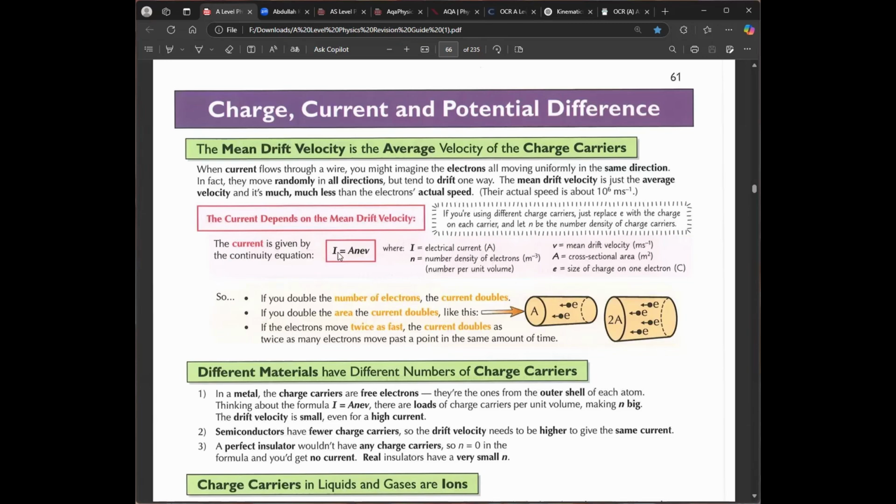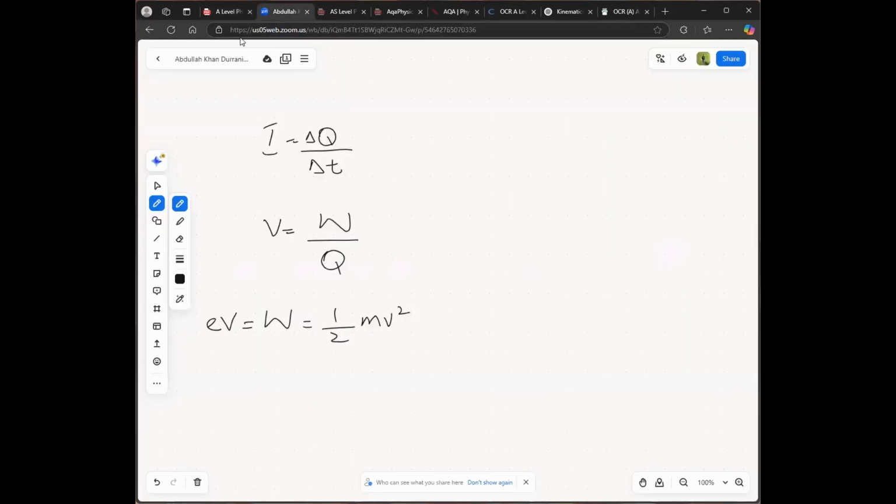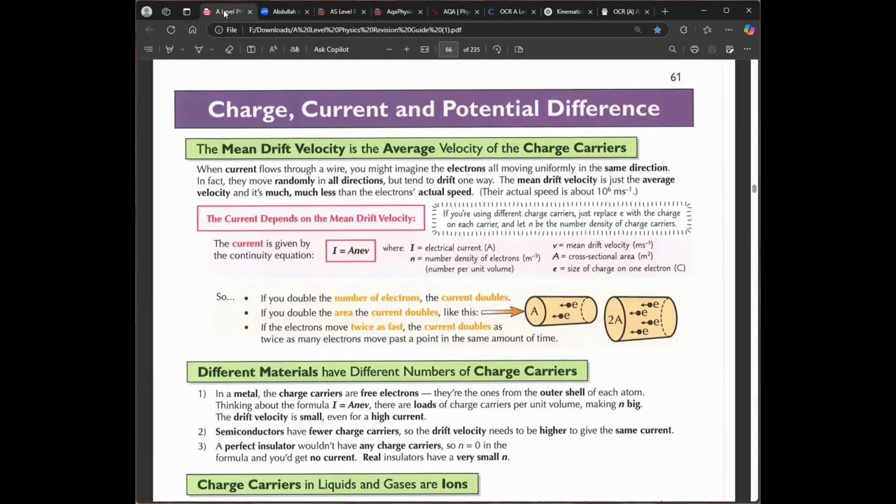So the formula for that is I equals A N e v. So I'm just going to write that here as well. So that's the flow of current that it's representing. Now in this case, A is the cross section. So whatever kind of wire you're using, what is the cross sectional area of that. So that is represented by A.